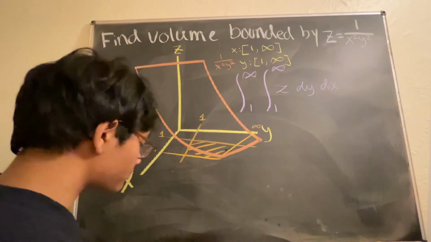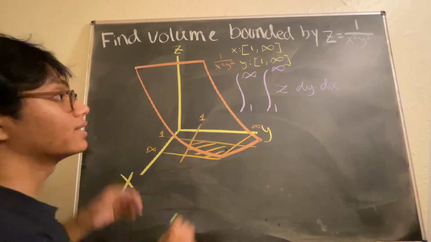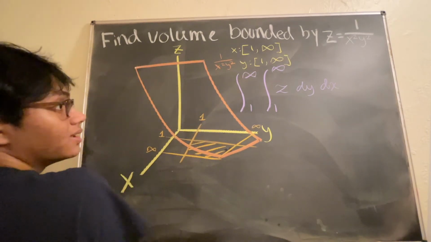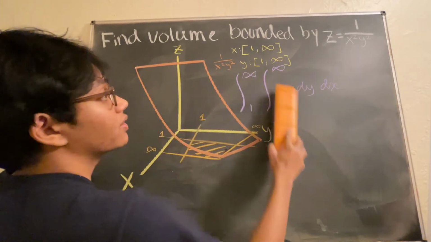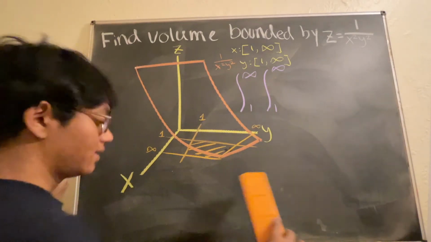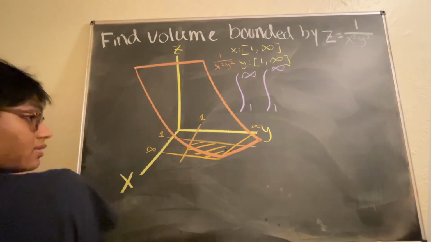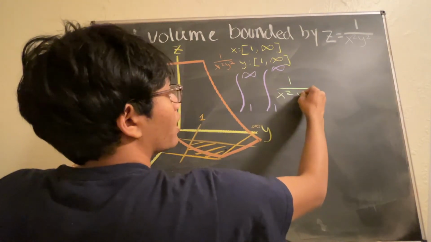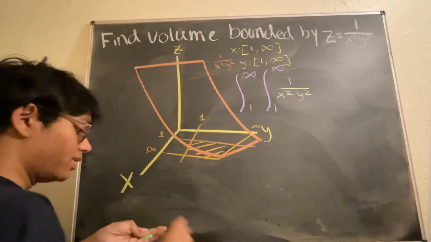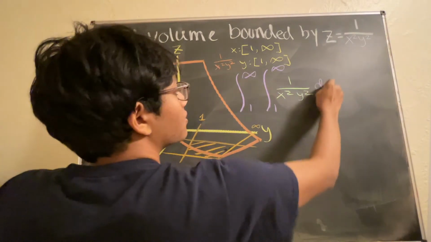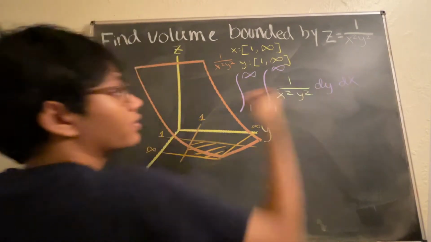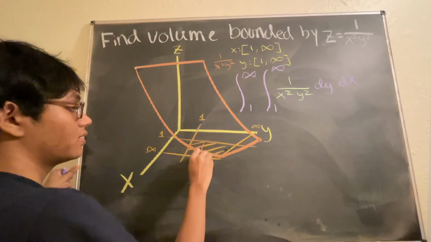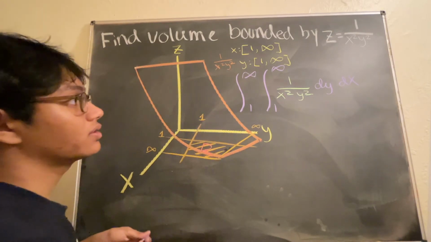First things first, let's go ahead and find out what we do. Instead of writing z dy dx, I'd much rather plug in what z actually is. So let's plug in z is 1 over x squared y squared, and then we have dy dx. Again, it doesn't matter what order you choose, since this region R is a square, so it doesn't matter our order of integration.